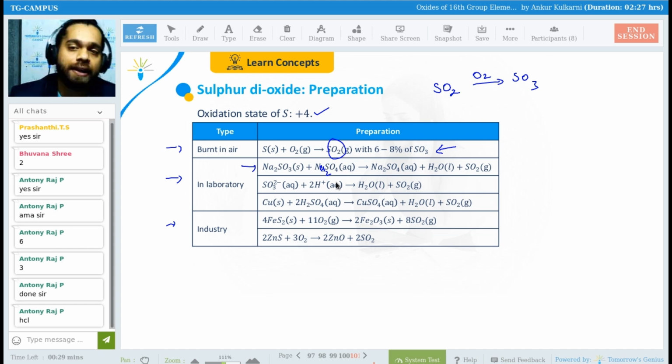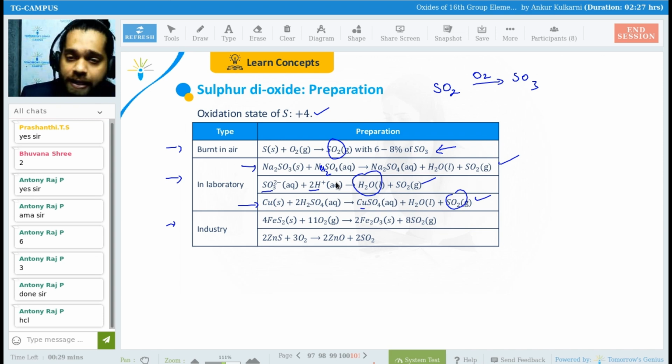So what do we get? Again, sulfur dioxide gas is released. Similarly, sulfite combined with acid gives water and sulfur dioxide. So in the laboratory we have three methods. Again, I am taking acid and copper, so copper sulfate and sulfur dioxide gas is released.